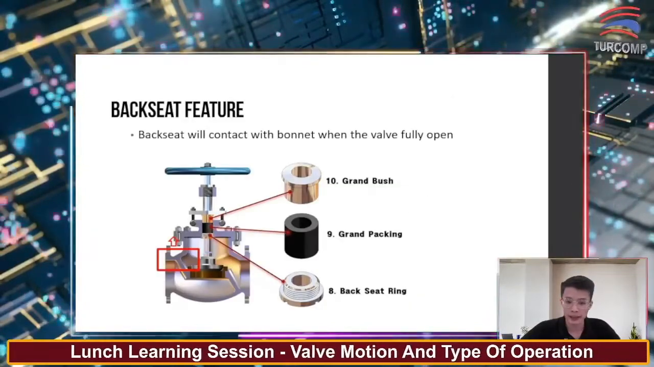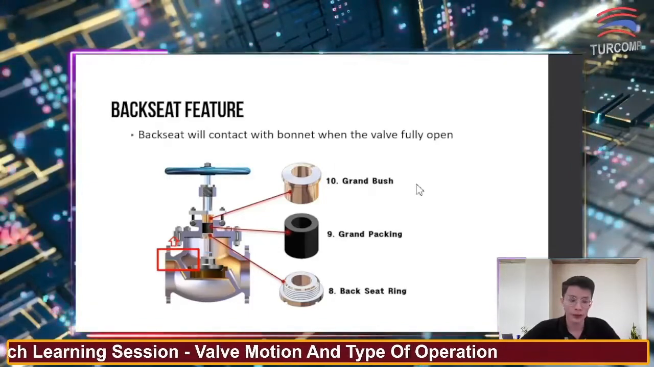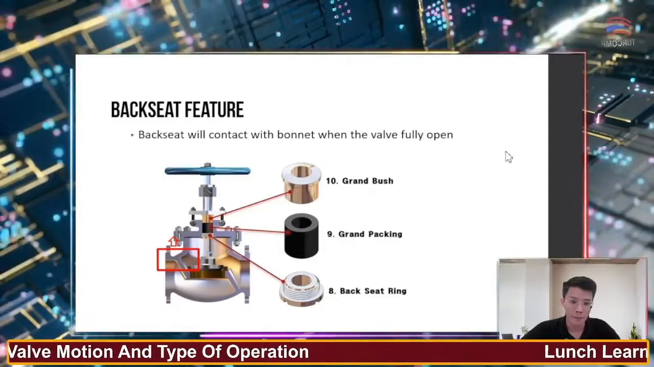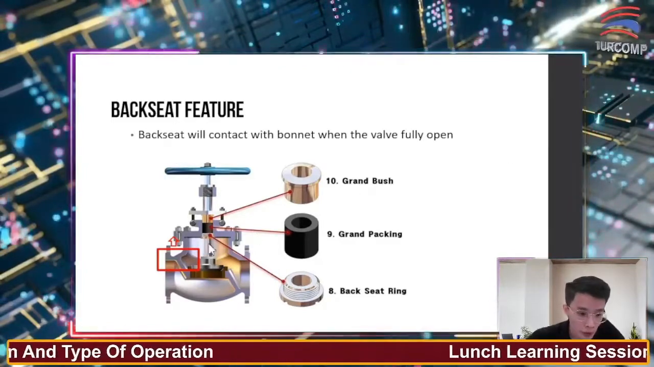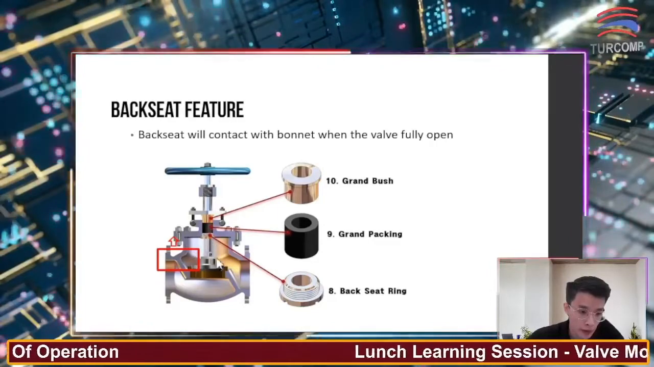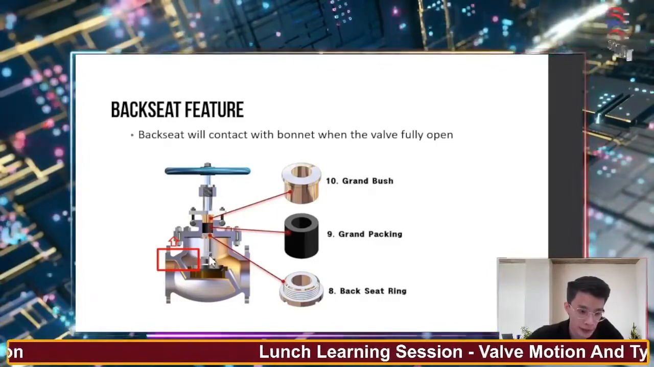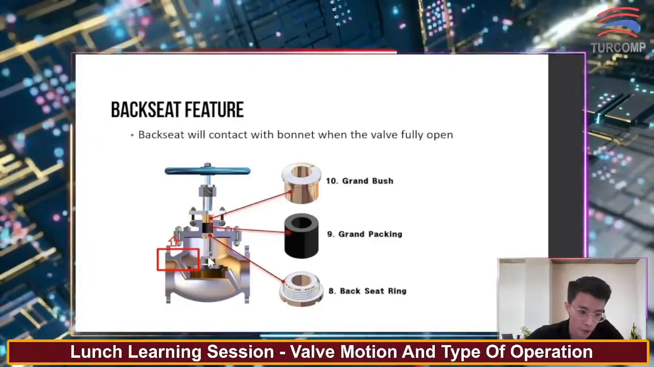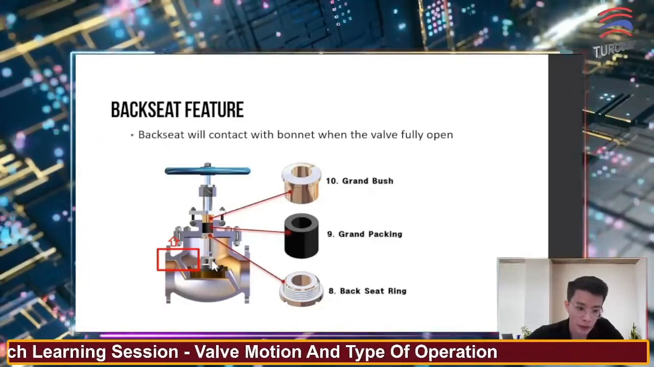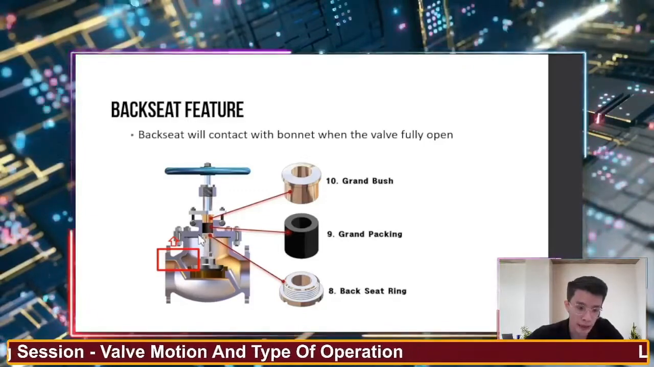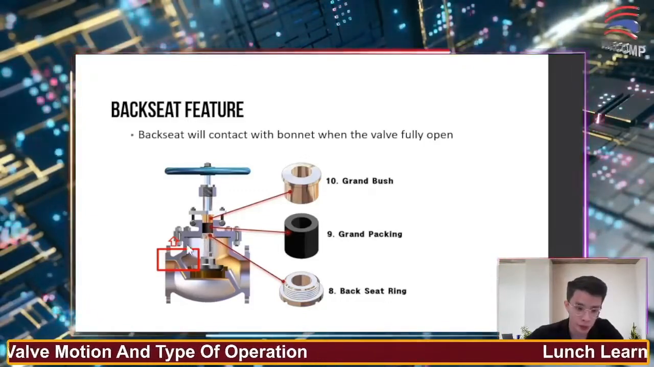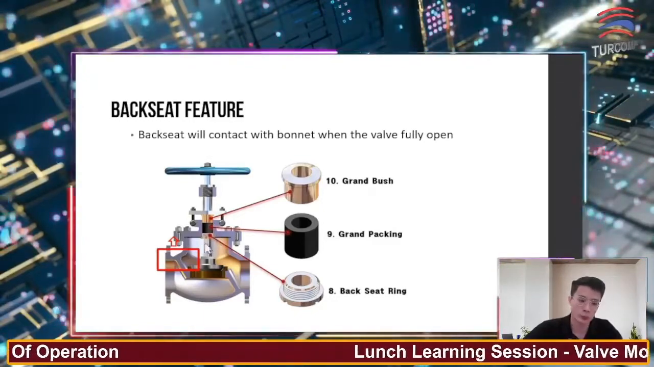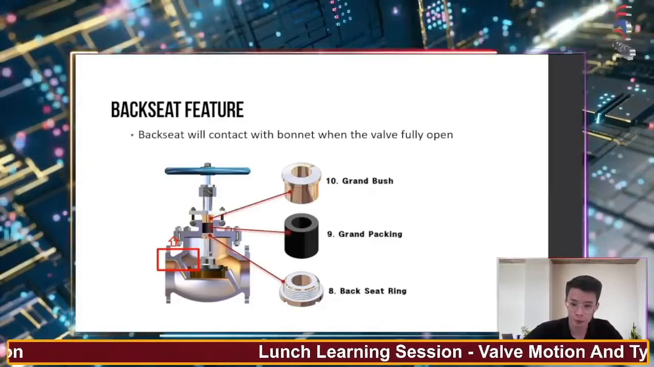Next is back seat features. Linear valves have this so-called back seat feature. If you can see the picture over here, the back seat is one of the parts on top of the closure member. Normally, the plug or gate is on top of them, and when we open the valve, this back seat will move upwards until it touches the bonnet with the back seat ring to create a seal. This is actually a seal to prevent the fluid from coming out on top also.